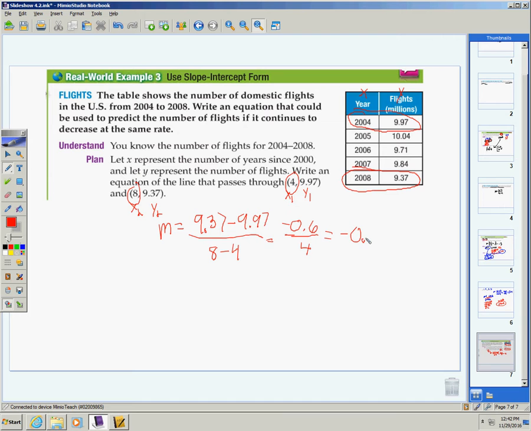And I normally do not want to use decimals when I'm working with slope, but if they already give it to you as a decimal, you can just leave it as a decimal as you work through the problem. Now I've got my slope. I need to use my slope and one of my points. I'm going to use the first point.